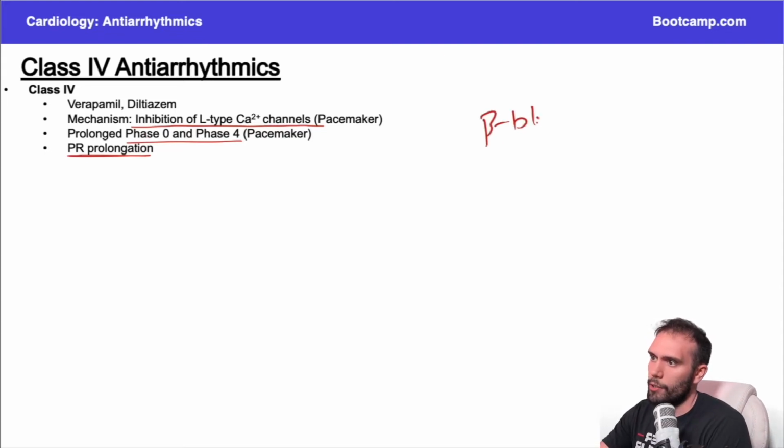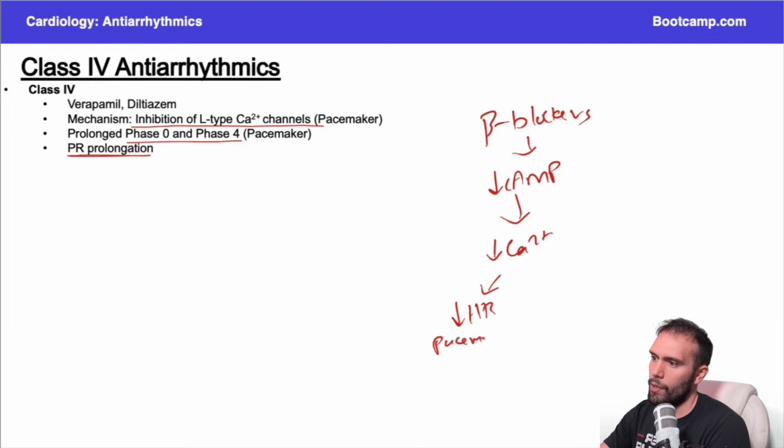Here's your beta blockers, right? Beta blockers, we just went through this. They're going to cause lower levels of cAMP, and that lower level of cAMP will eventually, downstream, lead to decreases in calcium, and that decrease in calcium will cause lower heart rates at the pacemaker cells, right? This is going to be your L-type calcium channels, and they'll also cause decreased contractility at the ventricular myocytes, okay, because of the calcium-induced calcium release.